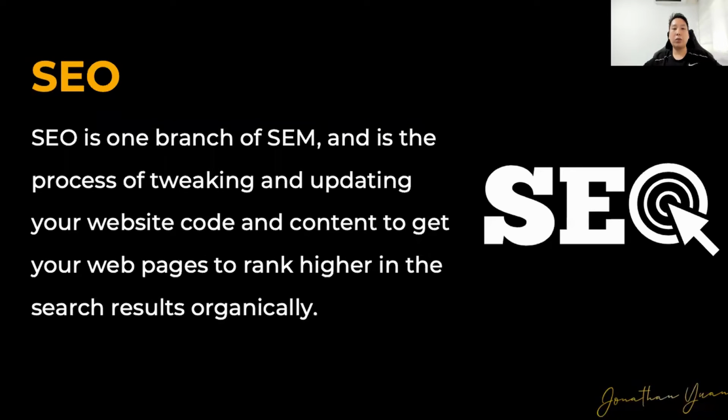SEO is one branch of SEM, and is the process of tweaking and updating your website code and content to get your web pages to rank higher in search results organically. So if you don't want to spend money on ads, you can write content and do a lot of tweaking on your website to make sure that it's optimized and ranked organically on Google.